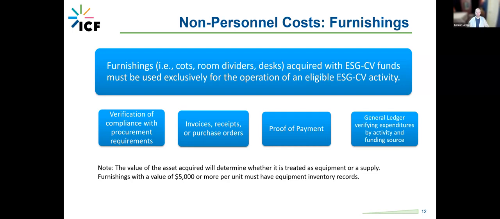Do note that the value of the asset is ultimately going to determine whether it's treated as an equipment or a supply. The $5,000 is the threshold at which the unit, so $5,000 per desk, $5,000 per room divider, must be considered equipment and therefore have equipment inventory records. Anything less than that is considered supplies.